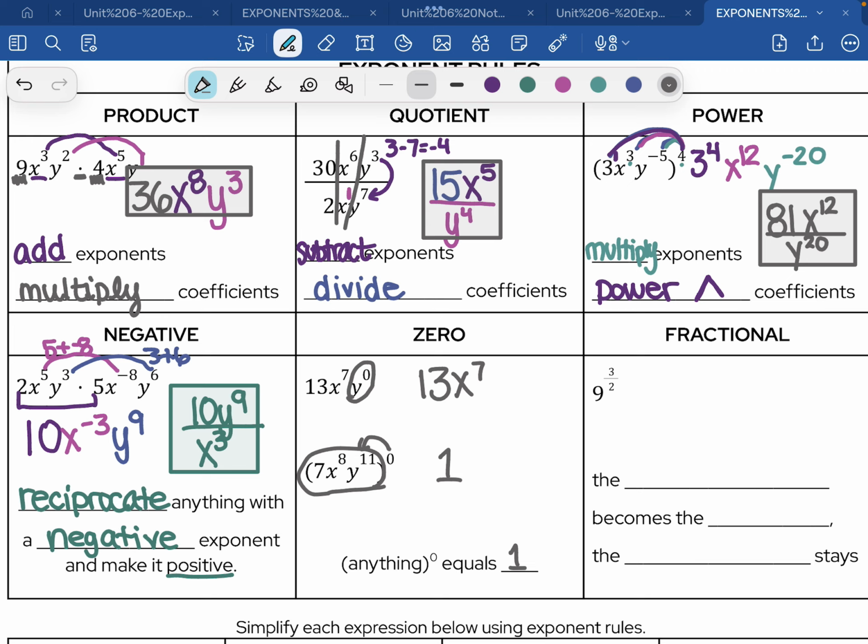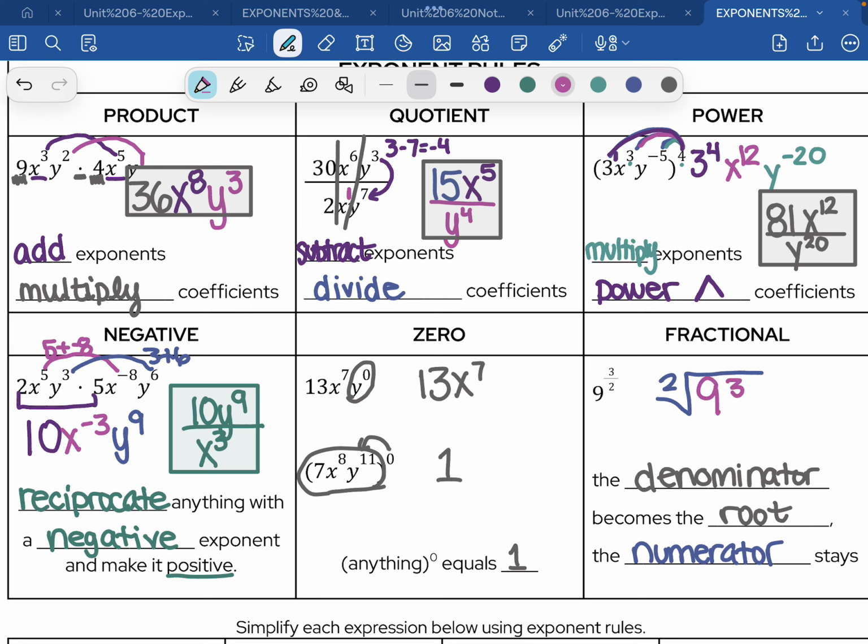Last rule, fractional exponents. The denominator of the fraction, so the bottom part, becomes the root. So for example, 9 to the power of 3 over 2, 2 is the little number that goes outside the root symbol or the radical. And the numerator stays with the number, so 9 cubed.